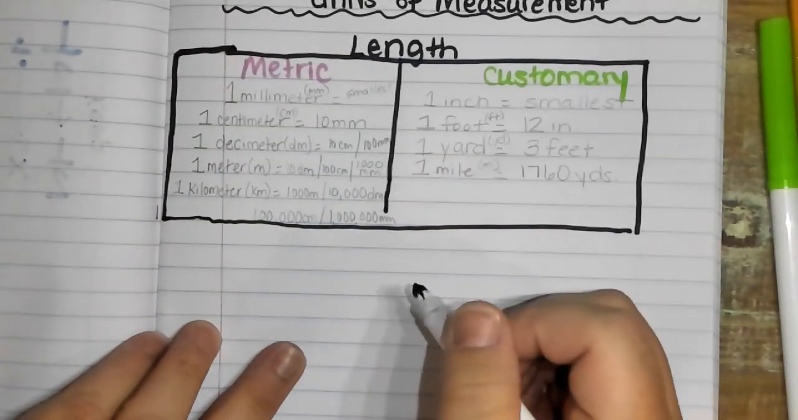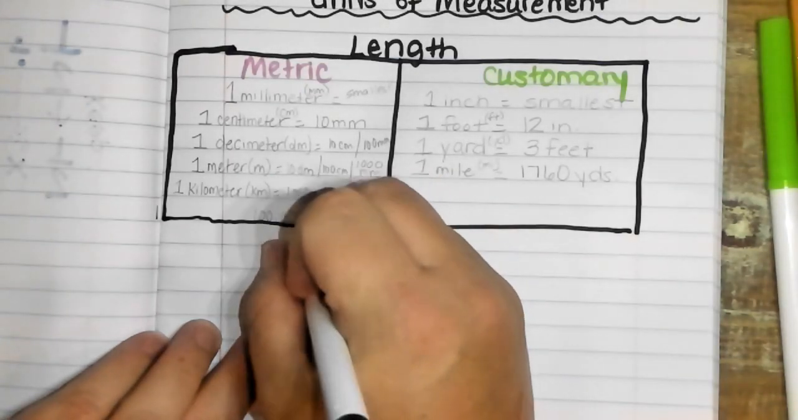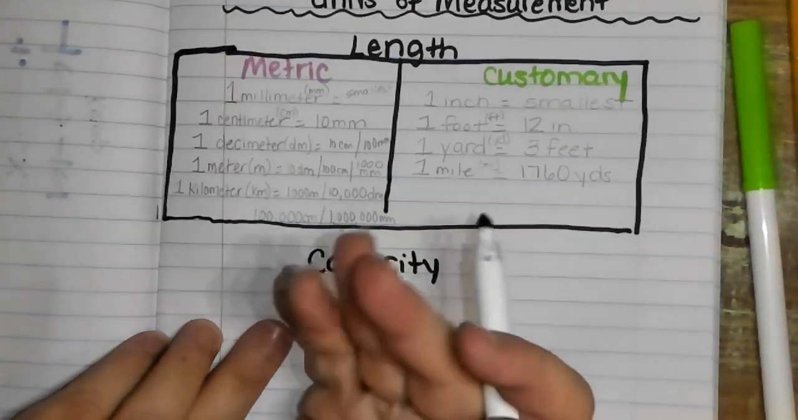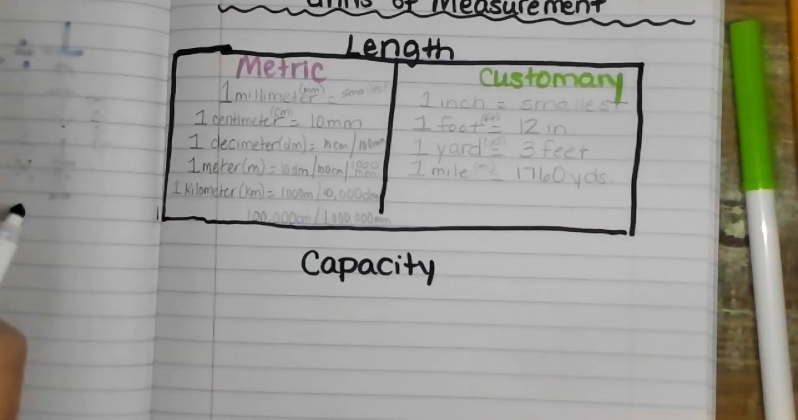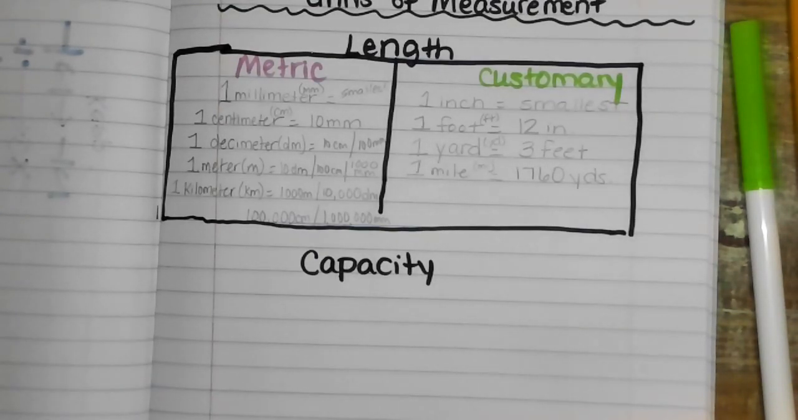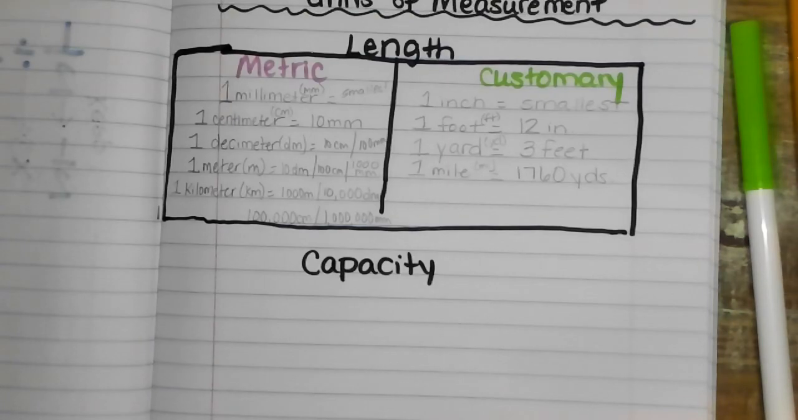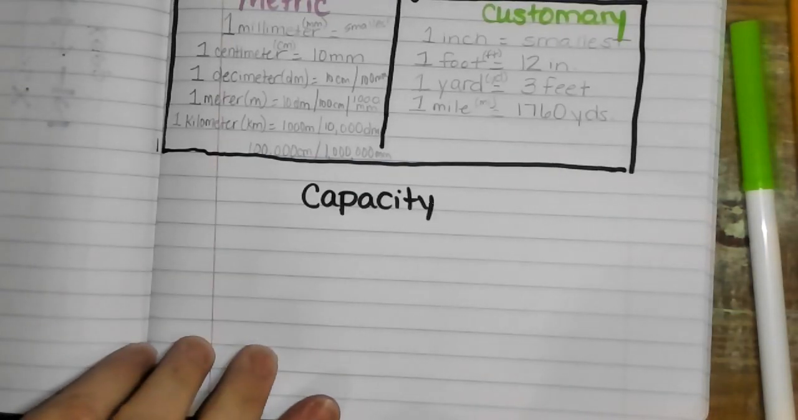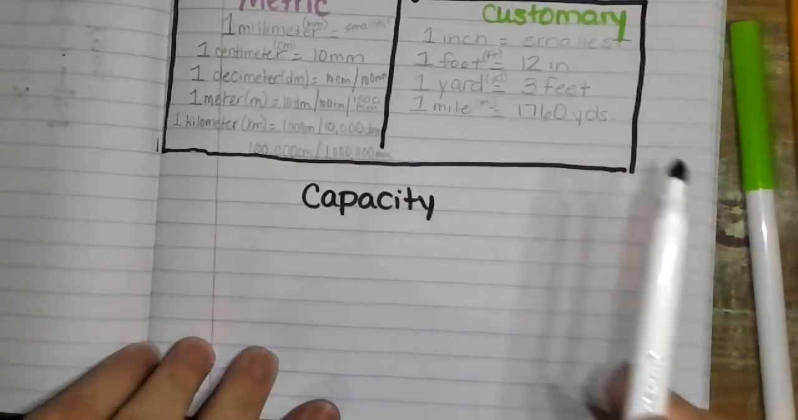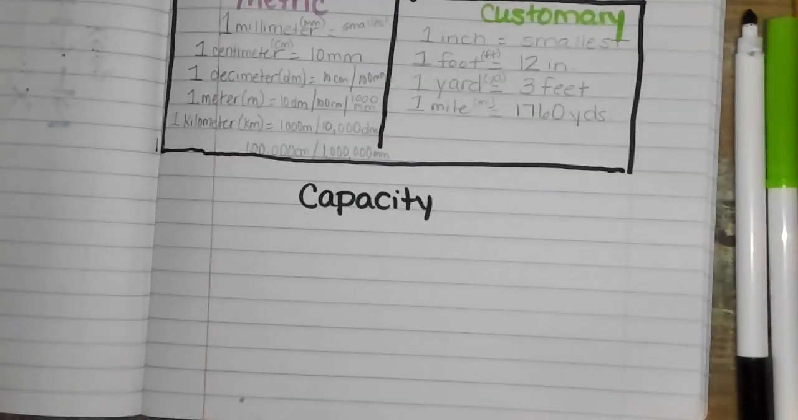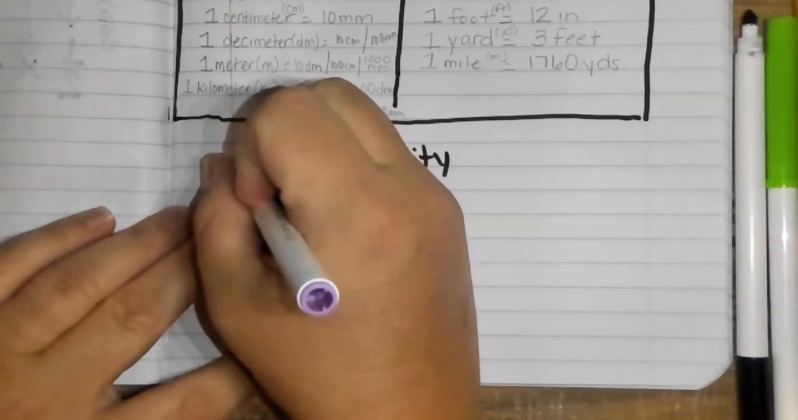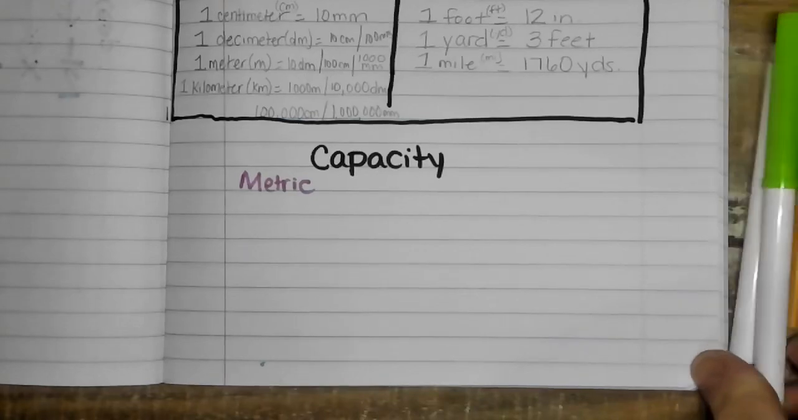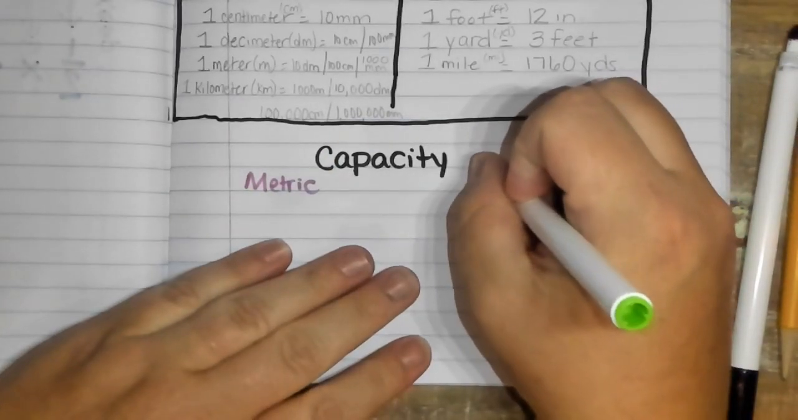Now moving from length, we are going to talk about capacity next. When I'm talking about capacity, I'm talking about how much it takes to fill something up. So think liquid when you're talking about this. With capacity, we're going to have our metric side and our customary side.